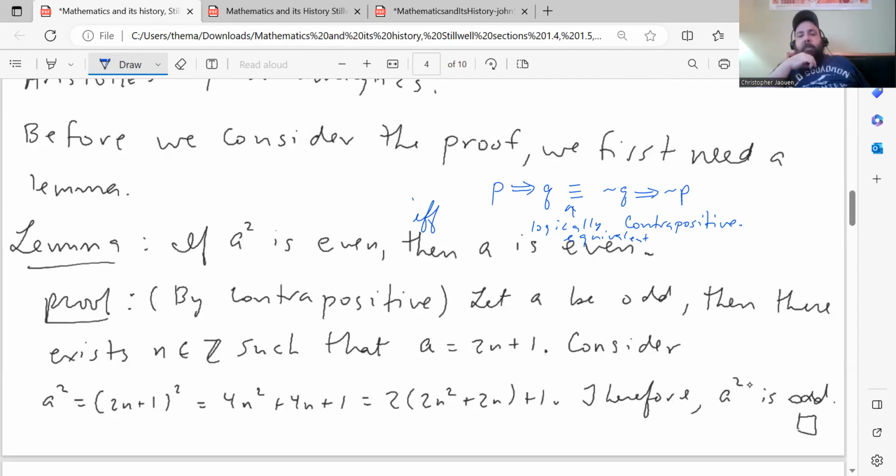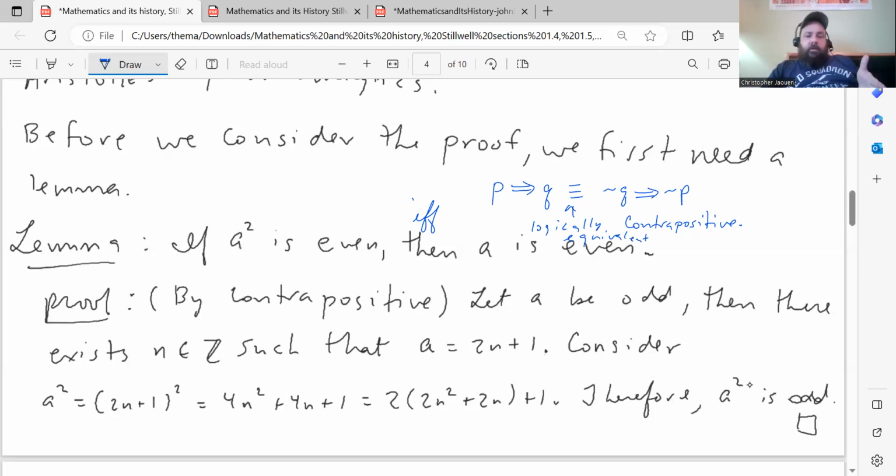So here, not P would be let A be odd. So let A be odd, then what that means is there exists a natural number n in Z, such that A is 2n plus 1. And then if you consider A squared, that's the same thing as (2n plus 1) squared. If you multiply that out, you get 4n squared plus 4n plus 1, which is the same thing as 2 times (2n squared plus 2n), in parentheses, plus 1. And 2n squared plus 2n is also an integer, because the integers are closed under multiplication and addition. Therefore, A squared is of the form of an odd number, so it's odd.